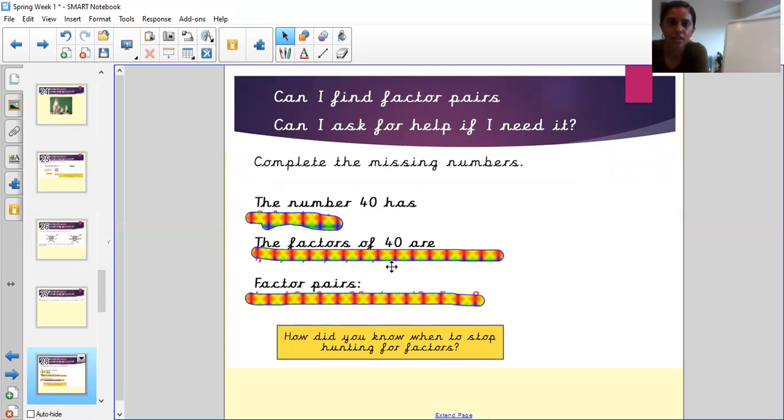Okay, let's have a look at this question. It says complete the missing number. The number 40 has how many factor pairs? Let's have a look. So to work this out, I am going to do the same thing again, 40, and I'm going to complete it as a spider factor. So remember, you can pause the video to have a go yourself, press play, and I will show you the answer.